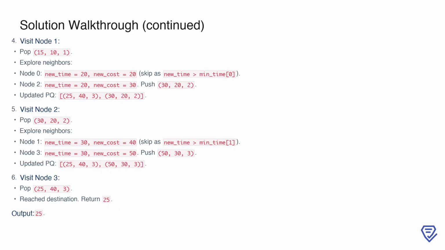Processing node 2 next, we explore its neighbors. For node 1, the new time becomes 30, but this path is skipped as it's slower than an existing path to node 1. For node 3, the new time becomes 30, and the new cost is 50. This is added to the priority queue. Finally, we process node 3 from the queue with a cost of 25 and time of 40. Since we've reached the destination, we return 25 as the minimum cost to reach the destination within the given constraints.